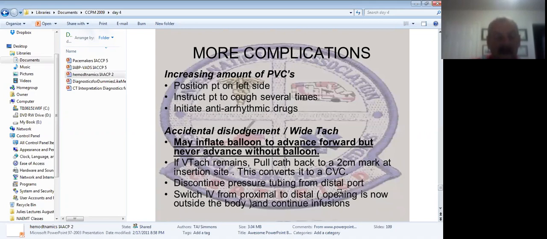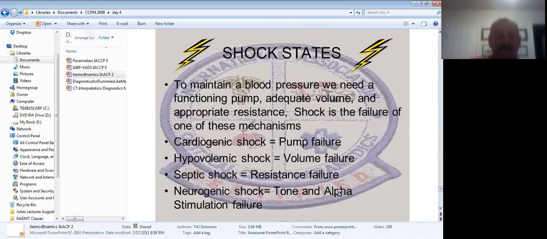If there's an accidental dislodgement as evidenced by V-tach, you may inflate the balloon to advance forward, but you never advance without the balloon. So if the VTAC remains, pull the catheter back to a 2 centimeter mark at the insertion site, and this converts it to a central venous catheter. Then you would discontinue your pressure tubing from the distal ports and switch the IVs from the proximal to the distal, which is now, of course, outside the body, and then just continue your infusions. So you would essentially just be turning it into, again, a central venous catheter.